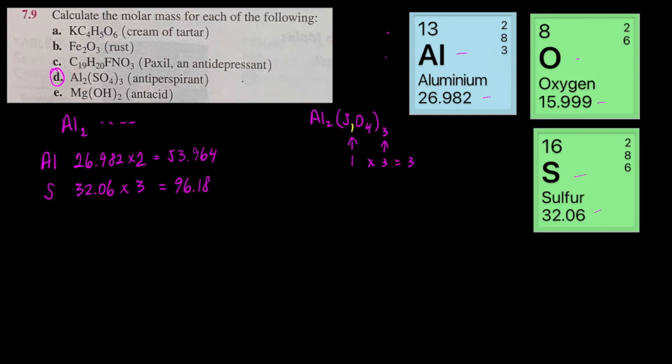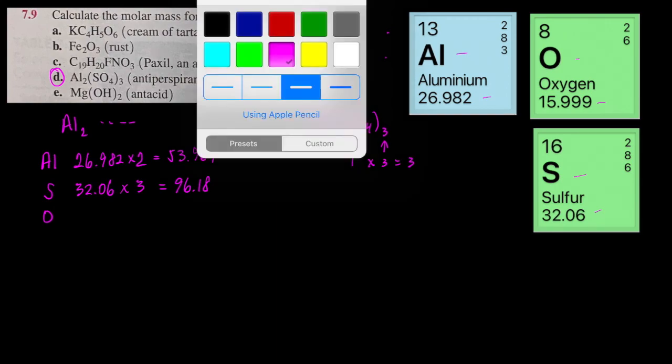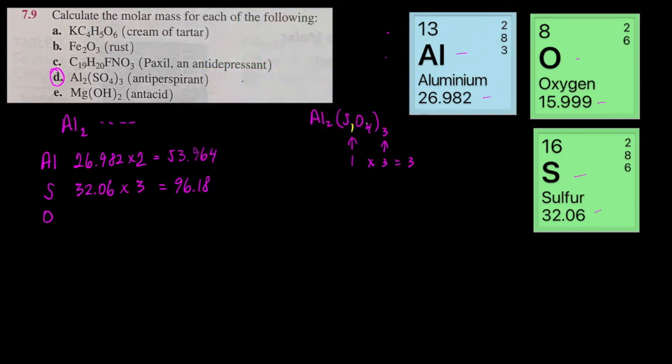96.18. Next is oxygen. And for this oxygen, you want to be careful. Each sulfate has 4 oxygens, and there's a 3 outside the parentheses. So 4 times 3 is 12. So there's actually 12 oxygen atoms here in this formula. So 15.999 times 12. And we'll punch this in on our calculator here, is 191.988.